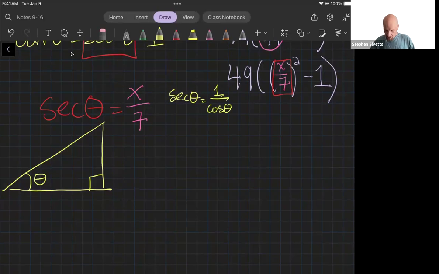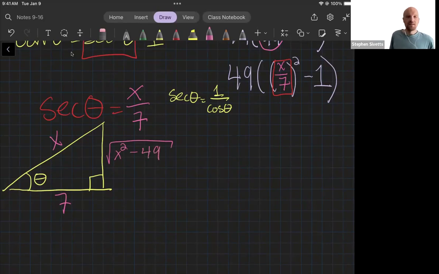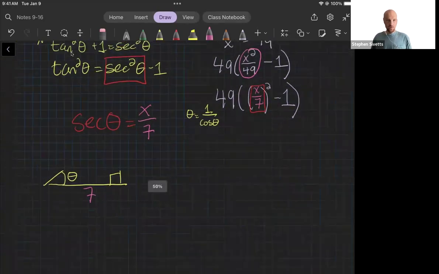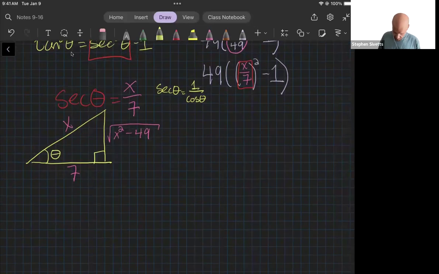Cosine of theta is the adjacent side divided by the hypotenuse, right? So the hypotenuse in this case is x, and the adjacent side is 7 with respect to theta. So this side right over here would be the square root of x squared minus 49, right? So that's the right triangle that we want to use.